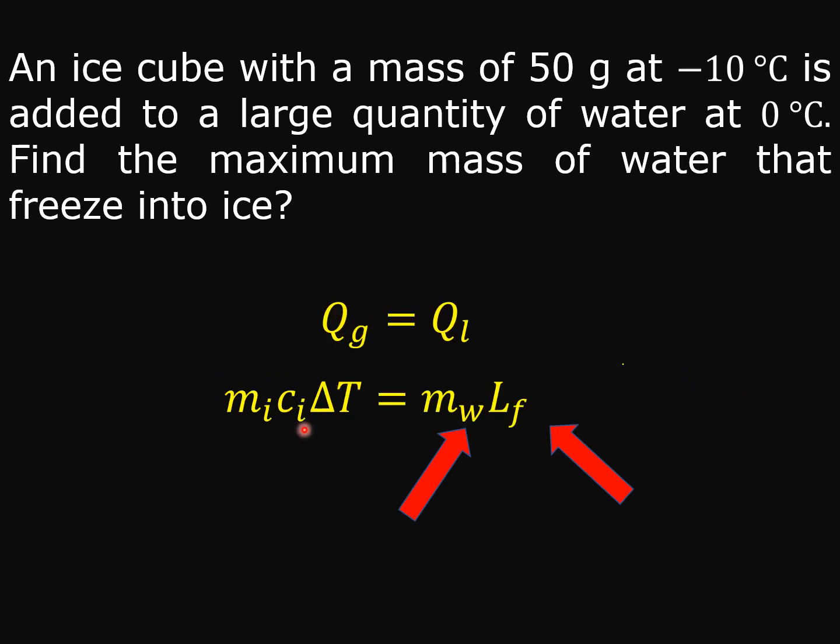The Q_G for the ice cube is equal to M_I C_I delta T, and the Q_L for the water is M_W L_F, where M_I is the mass of the ice, C_I is the specific heat capacity of the ice, delta T is the temperature change for the ice. And M_W is the mass of the water that freezes into ice. It is not the total mass of the ice, which is not given in the question, but it refers to that part of the water that freezes into ice. And L_F is the specific latent heat of fusion.